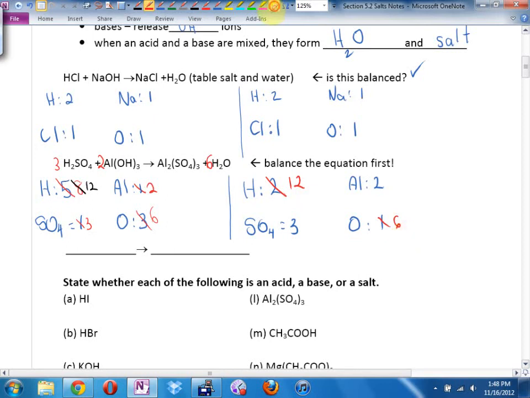Let me see. How many? 12? Oh, this is not... How many? Are we balanced?